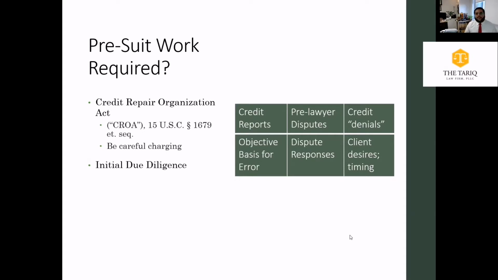If there have been any credit denials, if the consumer has been denied credit as a result of the inaccurate reporting that's appearing on the credit report, then we definitely need to see this.